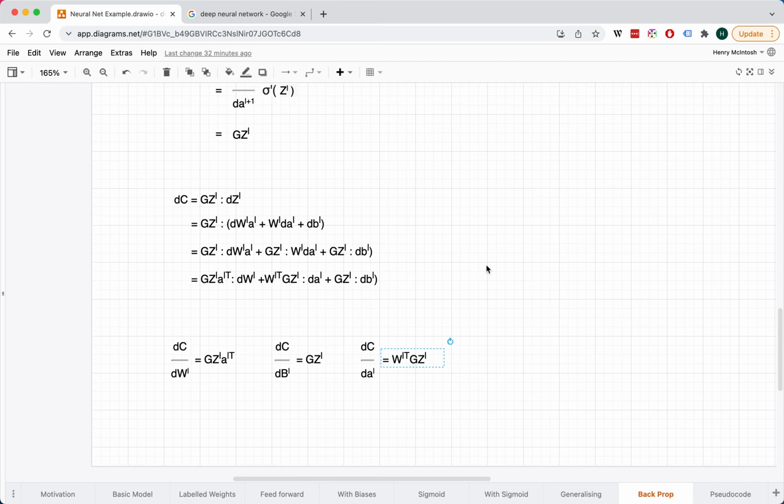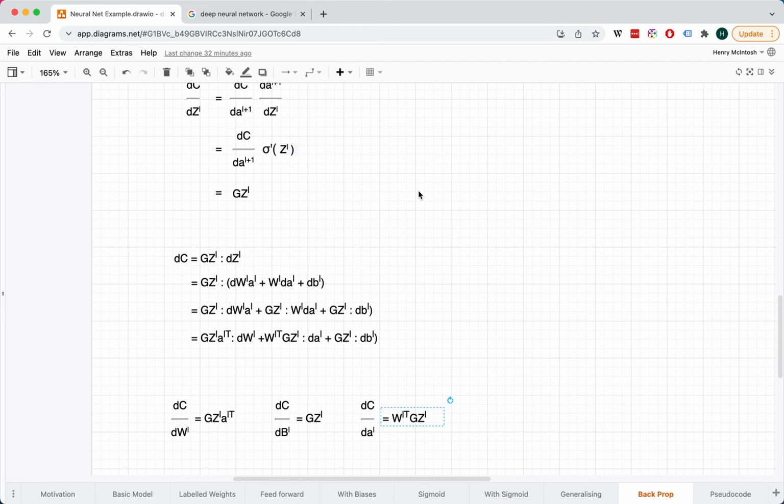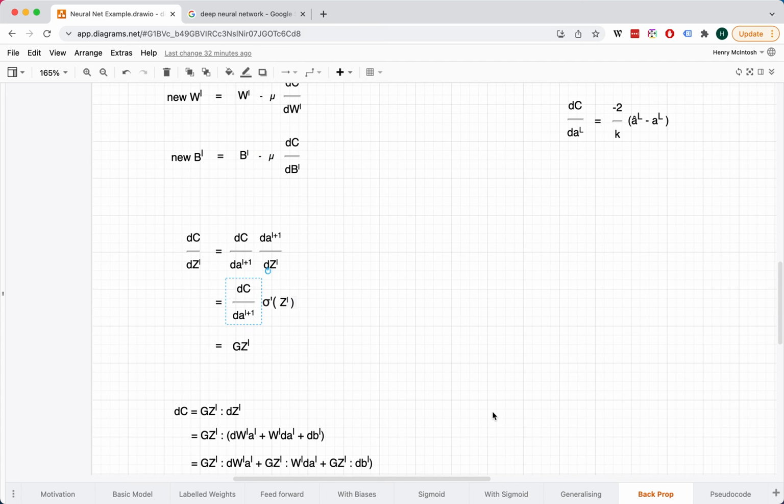Okay, so we can propagate the error backwards. See, that's where the name comes from, back propagation. So we're basically calculating the derivative of the cost with respect to the activation of each layer, and then we can use that to find the errors, the derivative of the cost with respect to all the things we need to know in the previous layer, and keep working our way backwards.